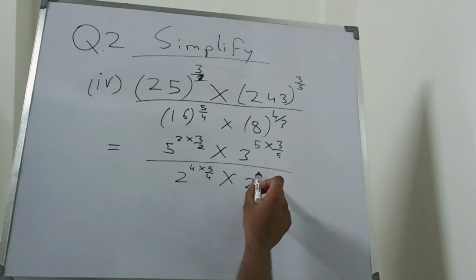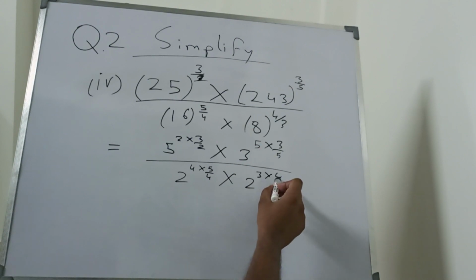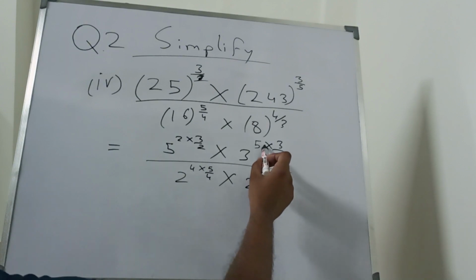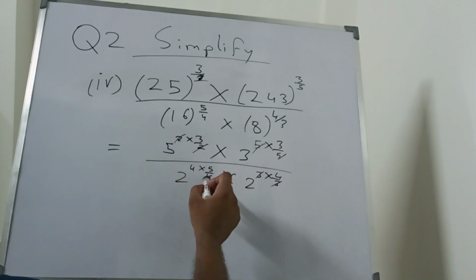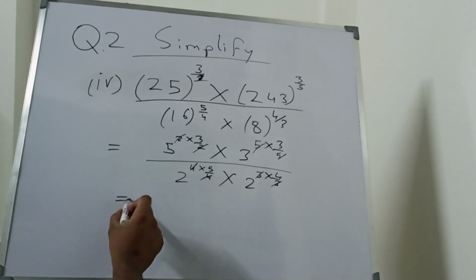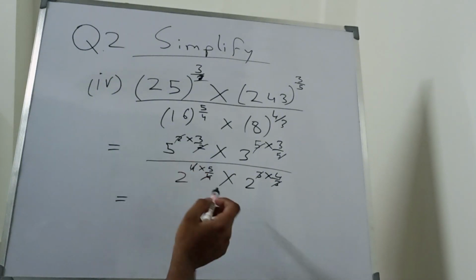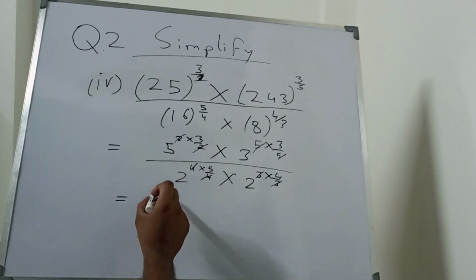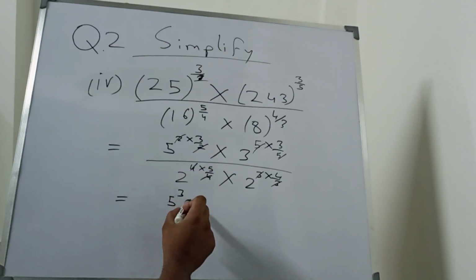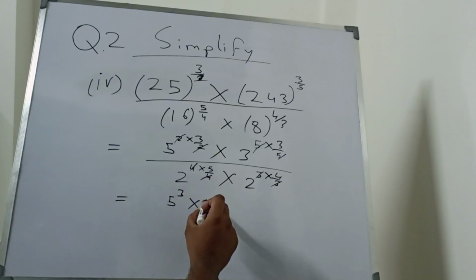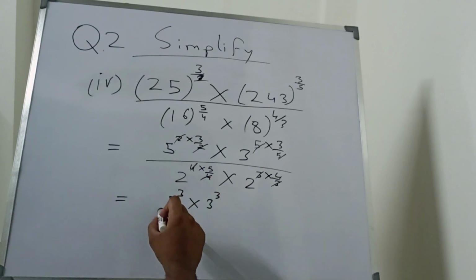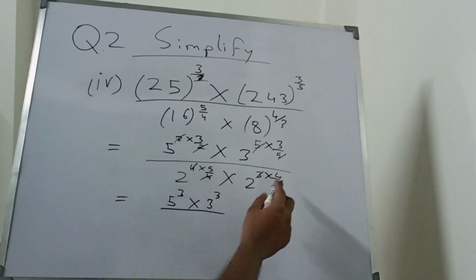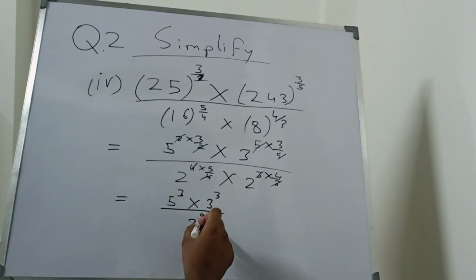Eight is 2 cube raised to the power 4 by 3. This 3 gets cancelled, 5 gets cancelled, 4 gets cancelled. So what we have here is 5 raised to the power 3 into 3 raised to the power 3, divided by 2 raised to the power 5 plus 4, that is 2 raised to the power 9. So this is the answer.